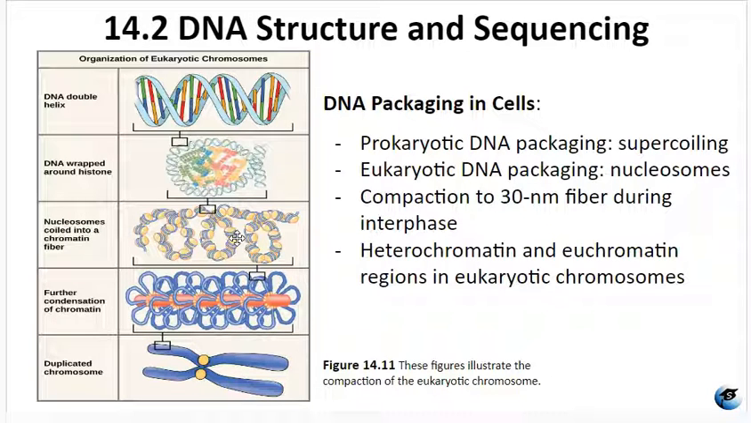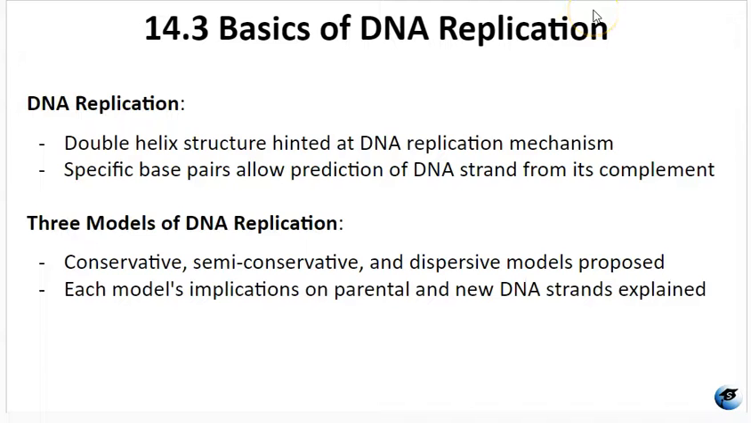The discovery of the DNA helix structure actually hinted at the mechanism of DNA replication. Watson and Crick wrote this groundbreaking paper in 1953, suggesting that the specific base pairing in DNA allows for accurate copying of genetic material. According to their model, the two strands of the double helix separate during replication, and each strand serves as a template for the synthesis of a new strand.